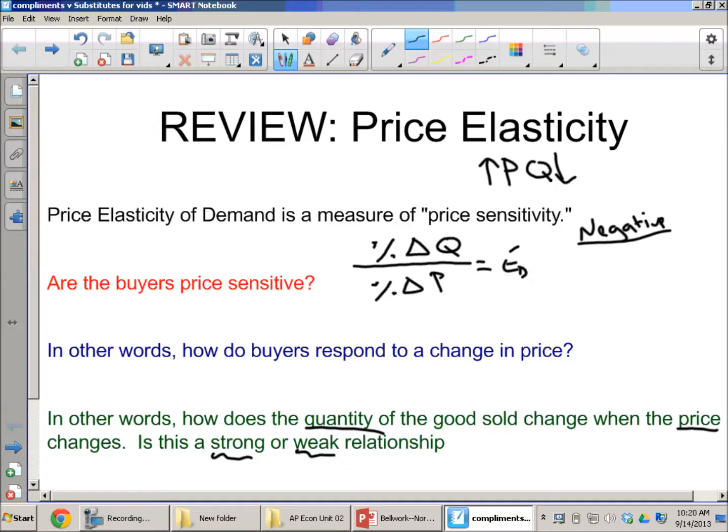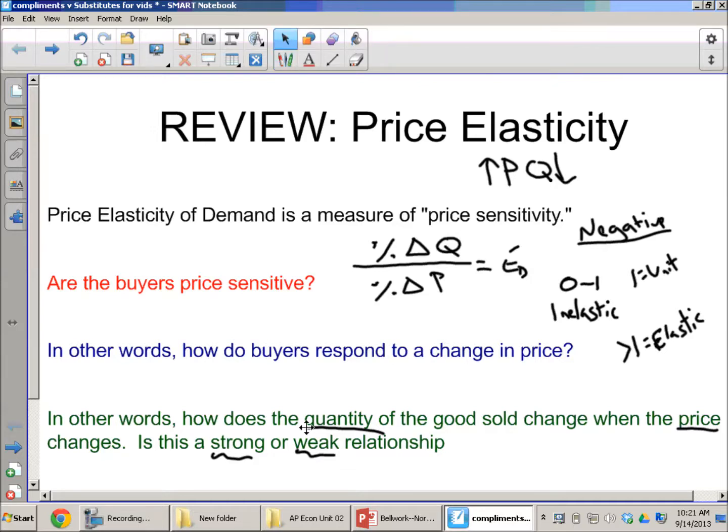But basically, if the elasticity was between 0 and 1, we call that an inelastic good. We say not quite 1. If it was exactly equal to 1, that was unit elastic. And if it was greater than 1, we called that an elastic good. And remember that the higher that number is, the more elastic the good is, so the more price sensitive the buyers were.